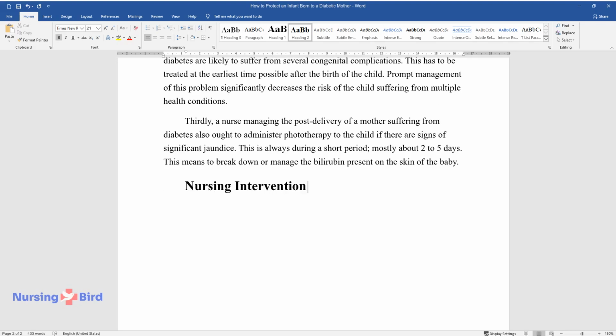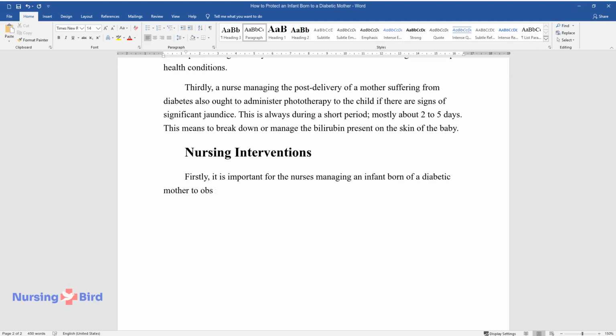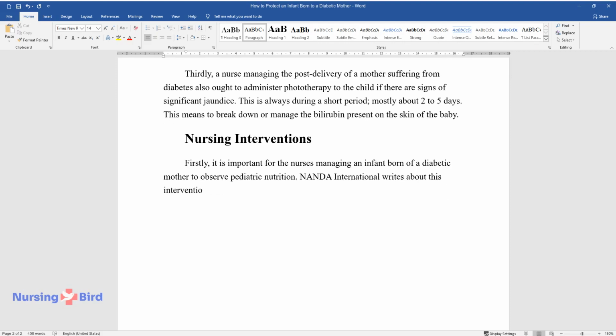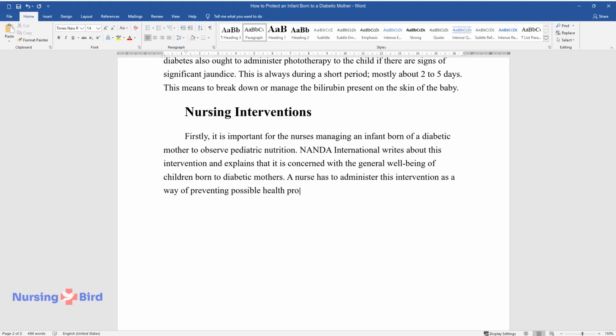Nursing interventions. Firstly, it is important for the nurses managing an infant born of a diabetic mother to observe pediatric nutrition. NANDA International writes about this intervention and explains that it is concerned with the general well-being of children born to diabetic mothers. A nurse has to administer this intervention as a way of preventing possible health problems emanating from the diabetic problems of the mother.